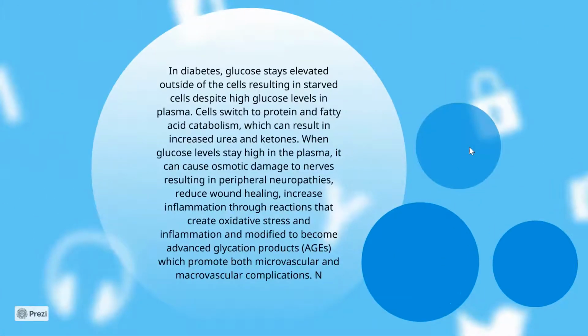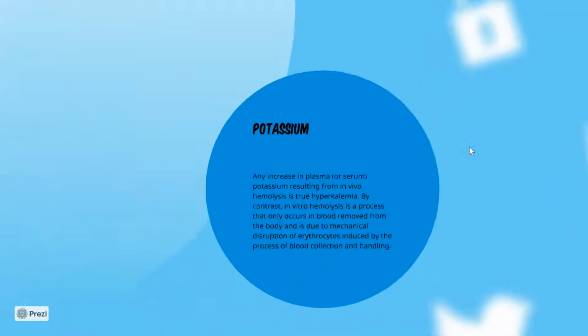Application in medicine. In diabetes, glucose stays elevated outside of the cell, resulting in starved cells despite high glucose levels in plasma. Cells switch to protein and fatty acid catabolism, which can result in increased urea and ketones. When glucose levels stay high in the plasma, it can cause osmotic damage to nerves, resulting in peripheral neuropathies and reduced wound healing. Increased inflammation through reactions that create oxidative stress and inflammation are modified to become advanced glycation products, which promote both microvascular and macrovascular complications.